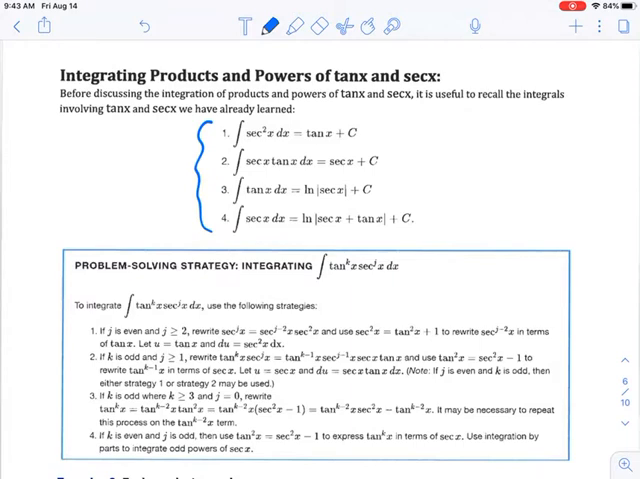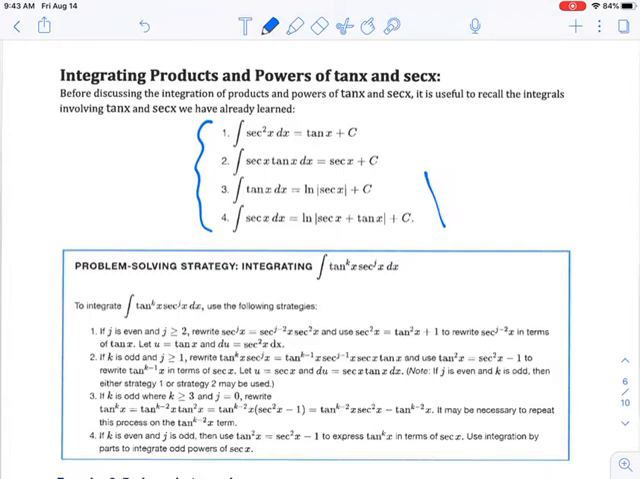integration formulas that if you don't remember them, you may want to keep them in the back of your mind. Particularly the bottom two that you'll use a few times. The antiderivative of tangent is the log of secant, and the antiderivative or integral of secant is the log of secant plus tangent, absolute value.